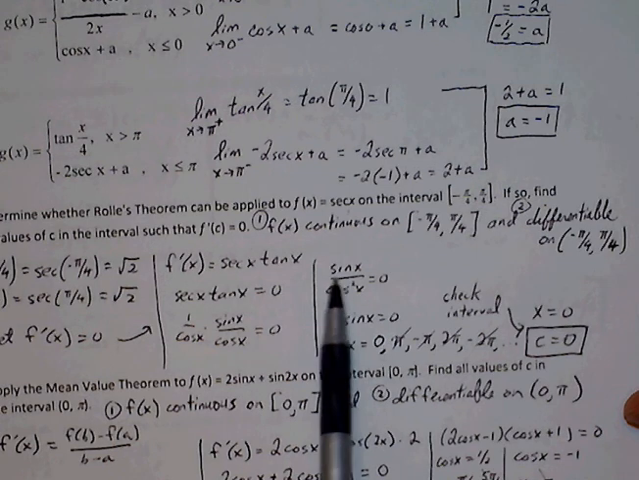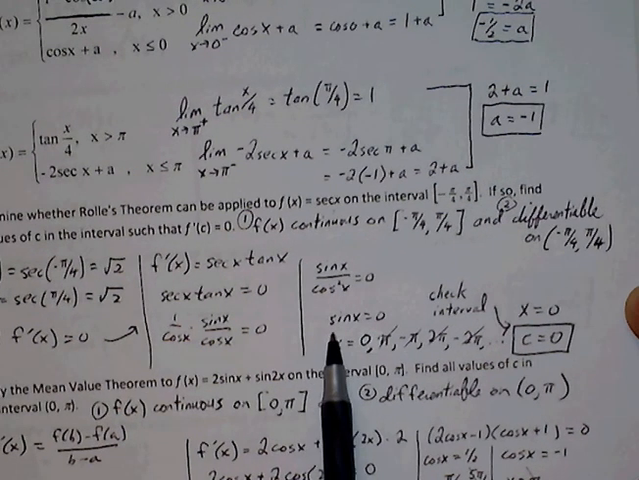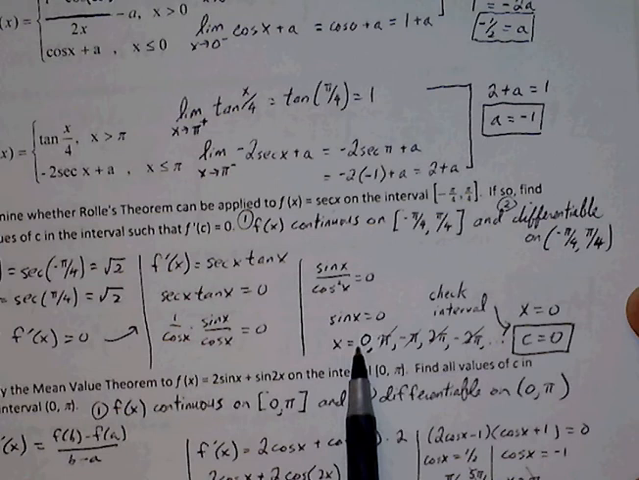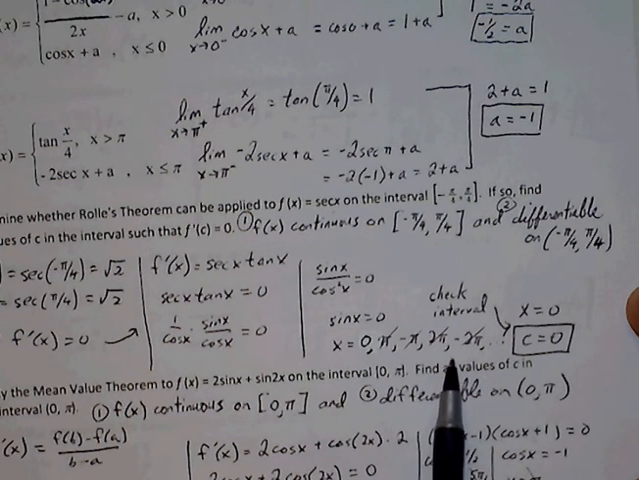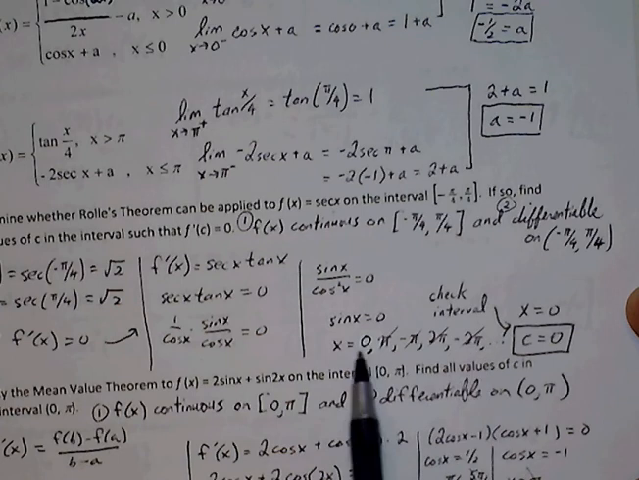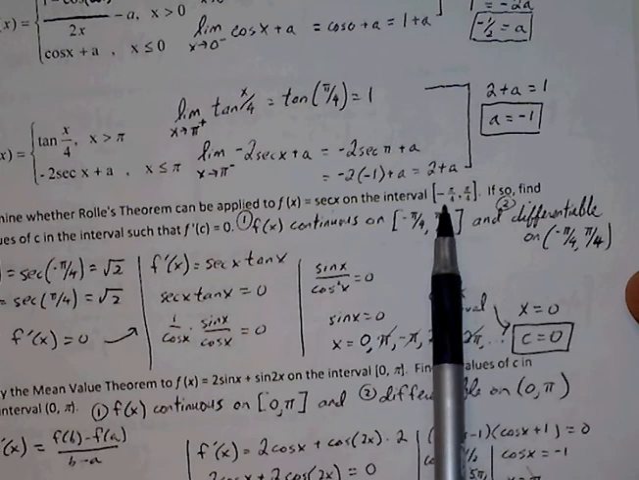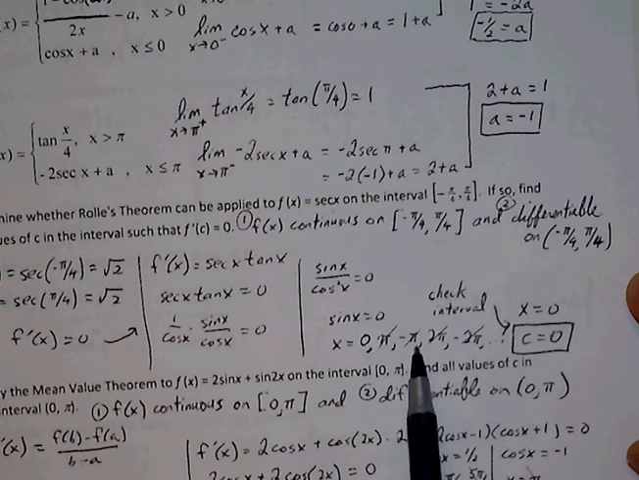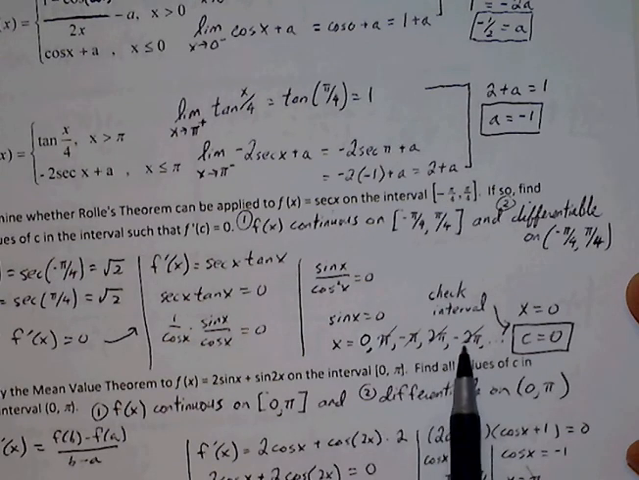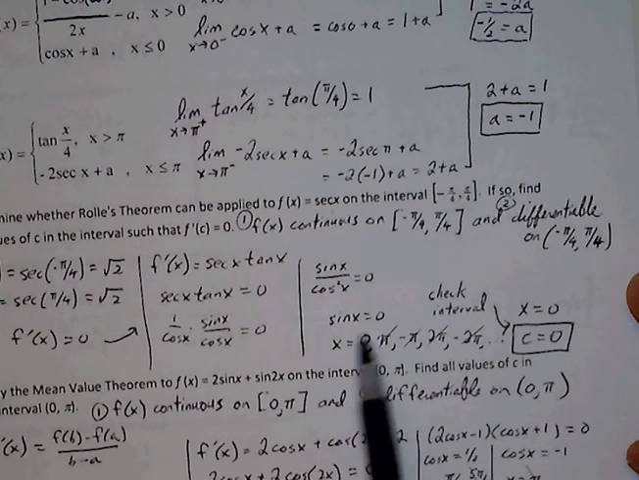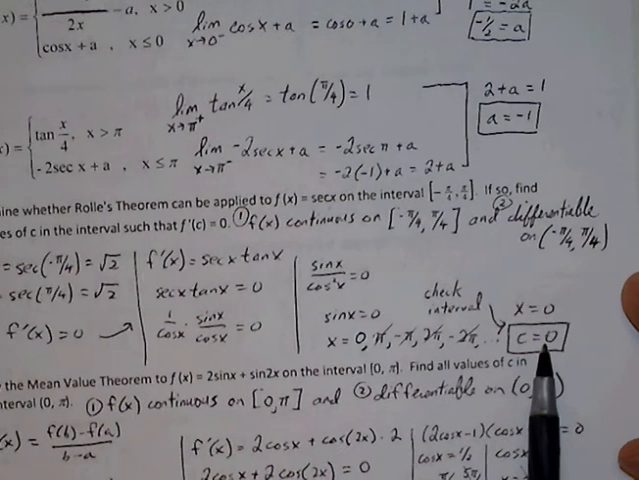Set the numerator equal to 0, and I'm going to list out all the possibilities. So 0, pi, negative pi, 2 pi, negative 2 pi, and we're going to see which one of these fit inside our interval. All of the other options, pi, negative pi, 2 pi, and negative 2 pi, these are outside of our interval. We're guaranteed 1, and 0 does fall between the interval, and c is equal to 0.